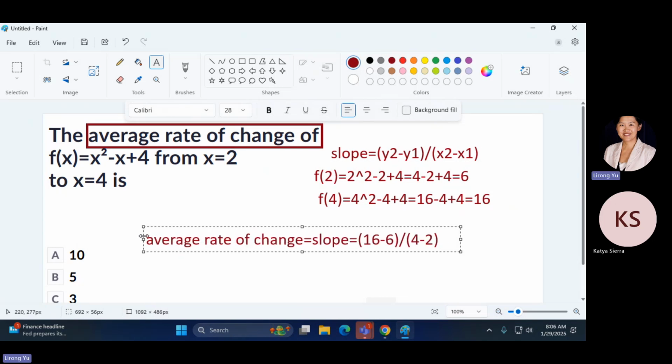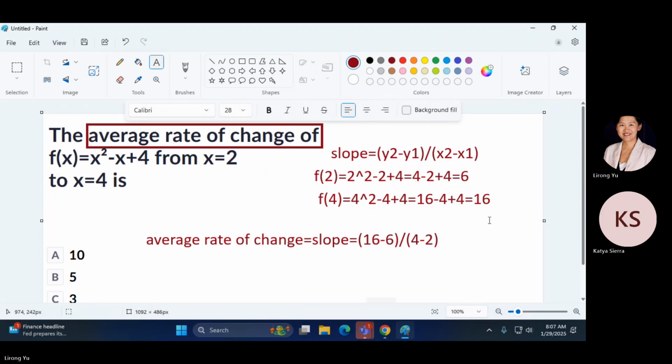And this is often useful later on because the terminology we call average rate of change is also the slope. It's also the average velocity if you're talking about motion.